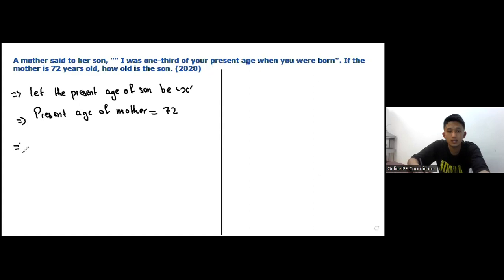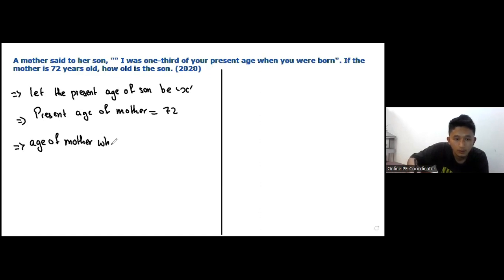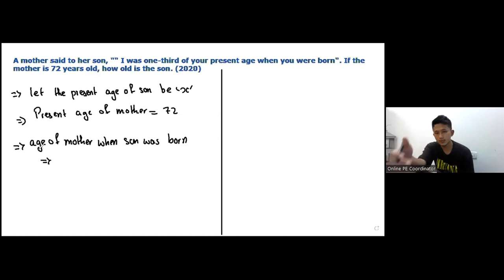First, when the son was born, we have to know the age of the mother. So, age of mother when son was born. Usually, imagine you are 20 years old and your mother is 40 years old. So she was 20 years old when you were born.